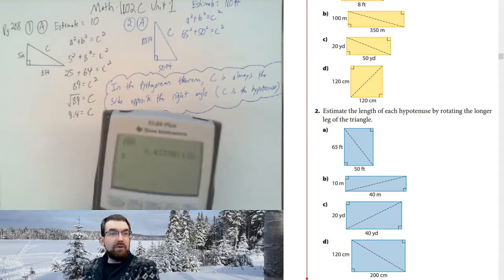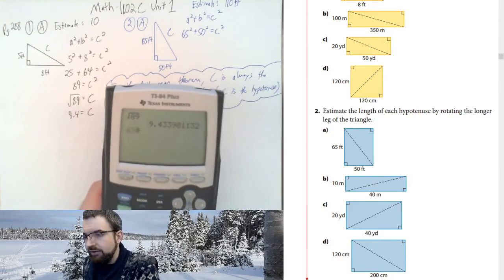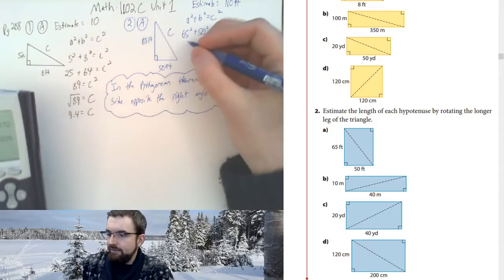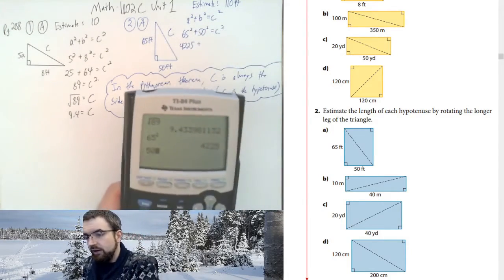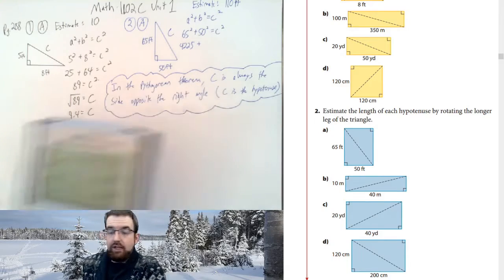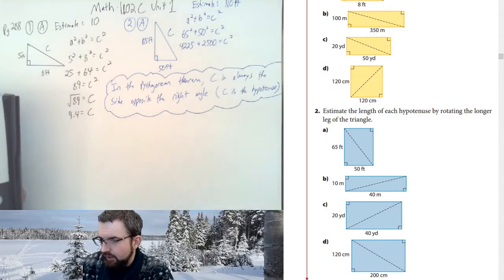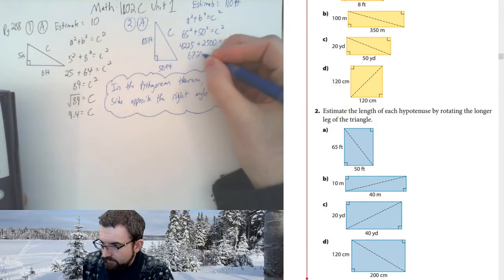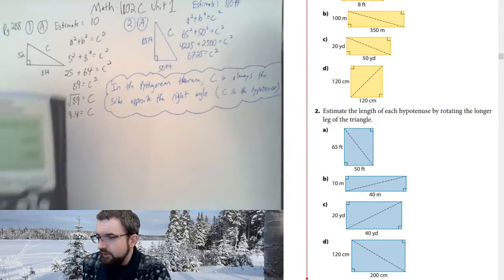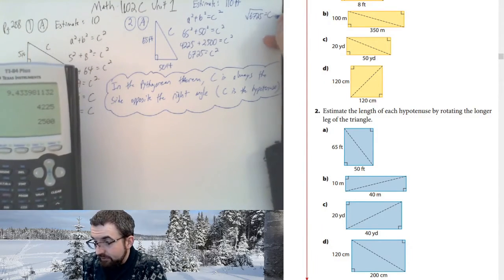So now, I don't know those ones off the top of my head, so I'm going to break out my calculator. 65 squared is 4,225 plus 50 squared. It's probably going to be 2,500. Indeed, it is. 2,500, that's going to equal C squared. So then 6,725 is going to equal C squared. So then the root of 6725 equals C.